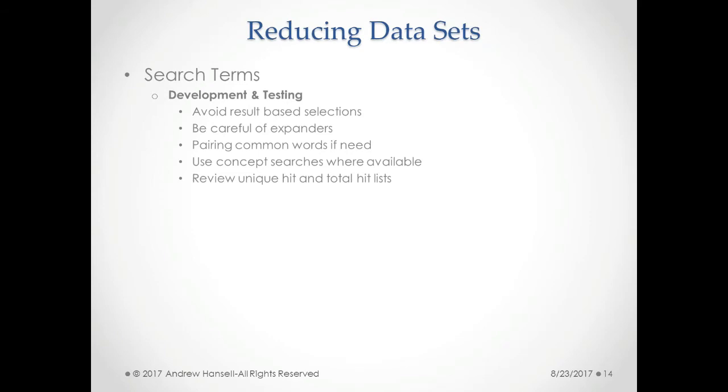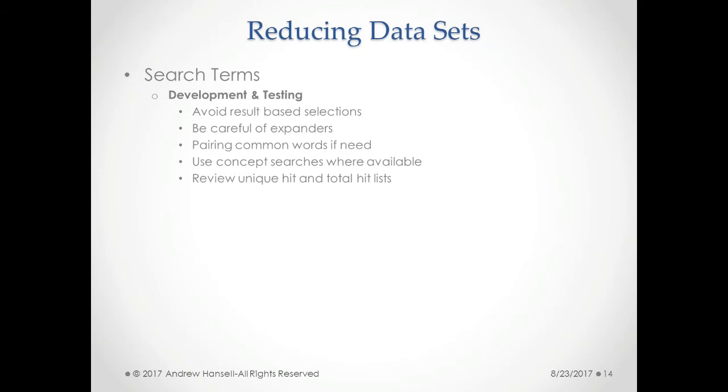A unique hit is going to show you your search terms, and it's going to show the number of documents that hit only on that one term. So it's important when you see that to realize that if you were to alter or change that term, that's the documents that are actually going to be affected by doing that.